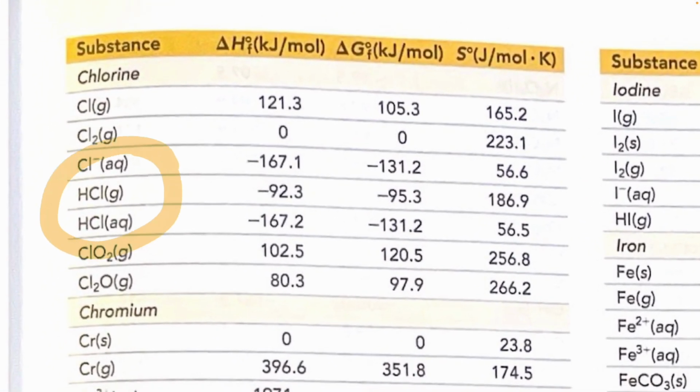All right, and I got 2 HCl's here. Which one am I going to grab? The gaseous one. Again, you've got to match the state of matter as well as the formula. That's very important. So we're going to do HCl gas, which is negative 92.3.